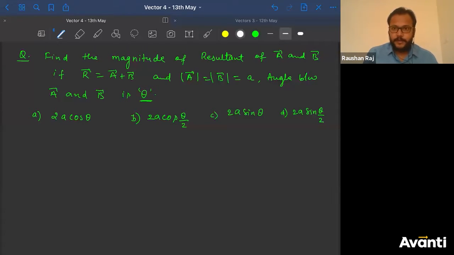Come on, guys. I have got only 49% of the vote. What about the rest? Solve quickly, guys. Okay, Ritvika, 2a cos theta. Let's see. Come on, guys, quickly. 55% of you have voted, now 56. What about the other 44%? There must be some answer. If you don't know the answer, you can write that in the chat.